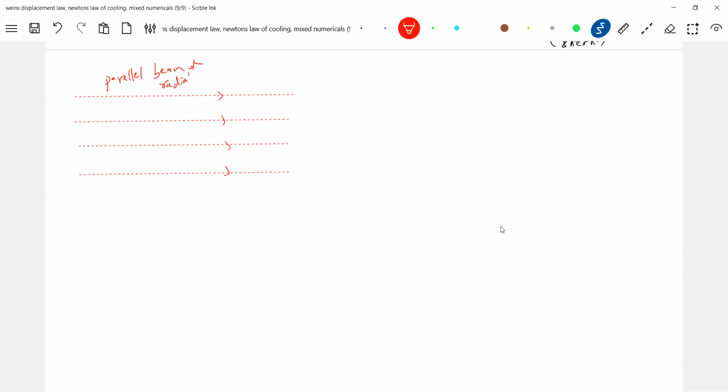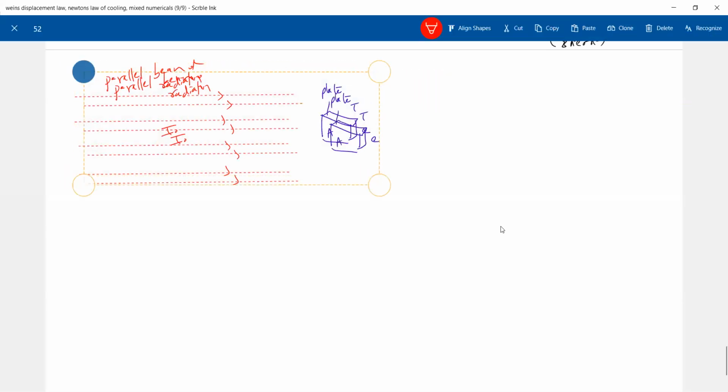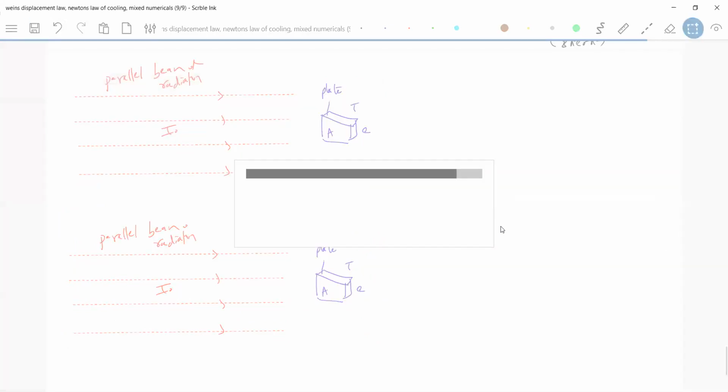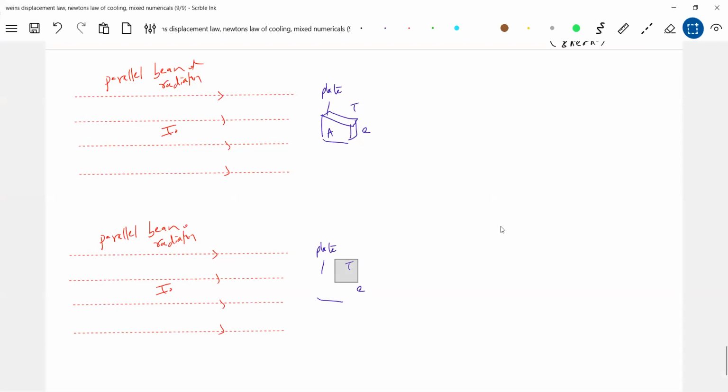Parallel beam of radiation. The intensity of this, let it be I naught. So I'll bring a plate. Let the plate have emissivity E and temperature T. This is the thing. Now here, instead of this parallel beam plate, let me bring a sphere. I think this is what we wanted to discuss.